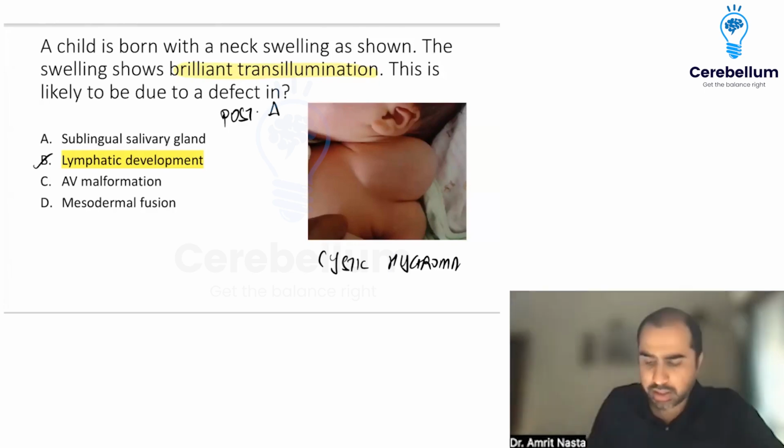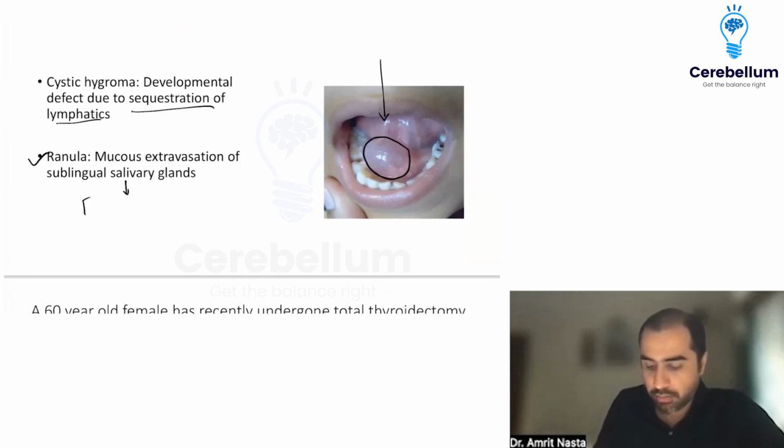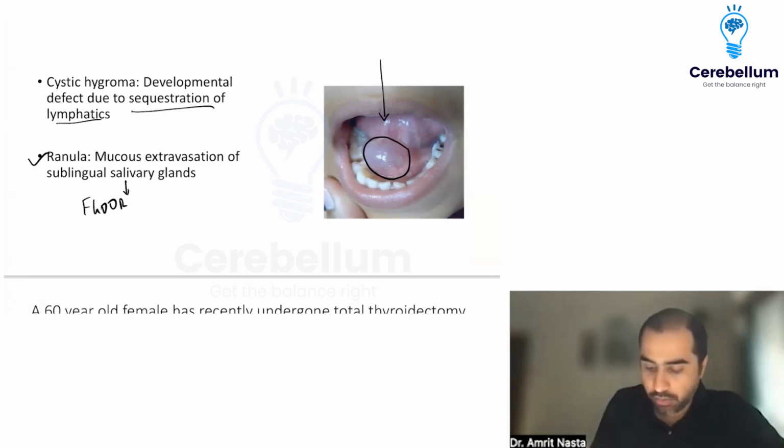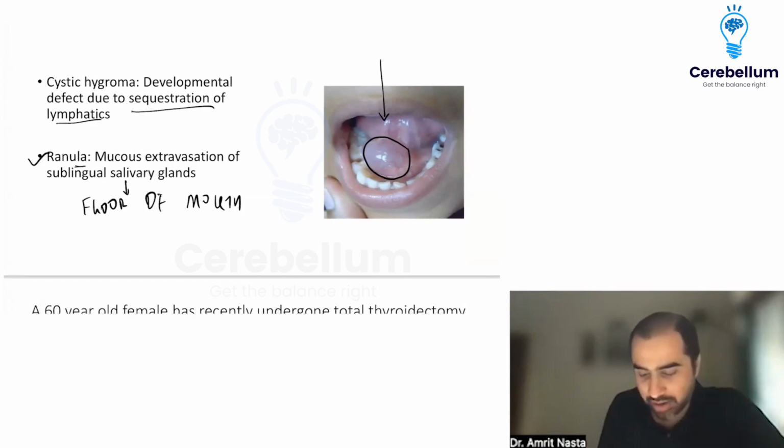Lymphatic malformation. What occurs in sublingual salivary glands? Ranula. Very good. So cystic hygroma, sequestration of lymphatics. This image that you are seeing, this swelling here, in the floor of the mouth, that is ranula. It is going to occur in the floor of the mouth. Cystic hygroma in the neck, posterior triangle, ranula, floor of the mouth. Treatment for both is excision. They are like cysts. Treatment is going to be excision. Okay. There is only one L in ranula, it is not rasgulla. There is only one L in ranula.